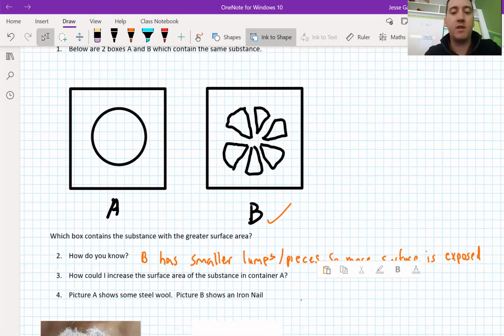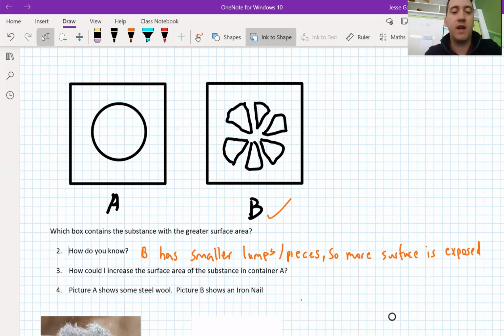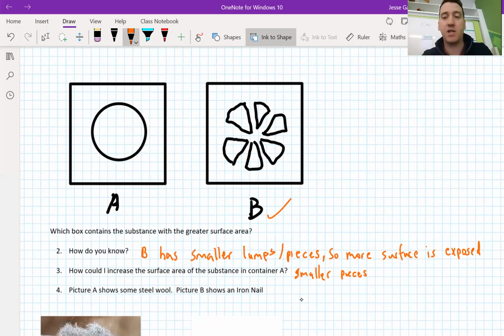How could I increase the surface area of the substance in container A? Well, hopefully, you realize you just have to take it and break it into these smaller pieces. So, smaller pieces. You should have definitely included the phrase smaller pieces in your answer. Now it's up to you how you describe making them smaller pieces. You could say break it into smaller pieces, smash it into smaller pieces, crush it into smaller pieces, whatever way you want to say it. But you definitely have to have this phrase in your answer, smaller pieces.